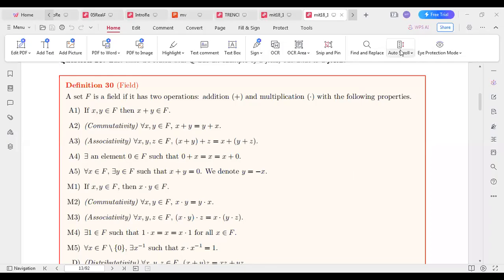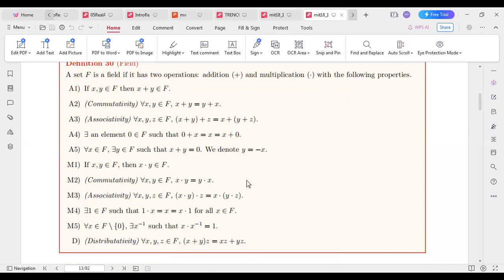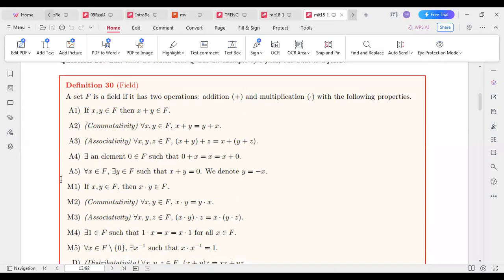Now we define what is the actual field. A set F is a field if it has two operations, one is addition, another is multiplication, with the following 10 properties. A1, A2, A3, A4, A5 are the properties for addition, and M1, M2, M3, M4, M5 are also properties for multiplication. If any set satisfies these 10 properties, it will be called a field.